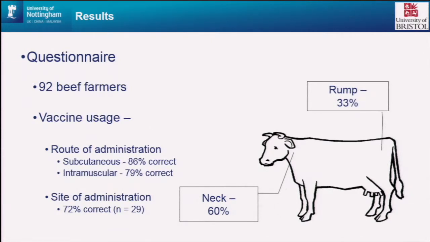So the questionnaire: we had 92 beef farmer respondents. In terms of their vaccination usage, we found that of those vaccines which were designed to be administered subcutaneously, 86% were being administered under the skin as directed in the datasheet. Similarly for the intramuscular vaccinations, 79% of those were being injected into the muscle. For the vaccines, 33% were administered in the rump and 60% were administered in the neck. A lot of the data sheets don't actually specify a particular site of vaccination, but for those that did, we could establish that 72% of those were being administered in the correct site in the animal.